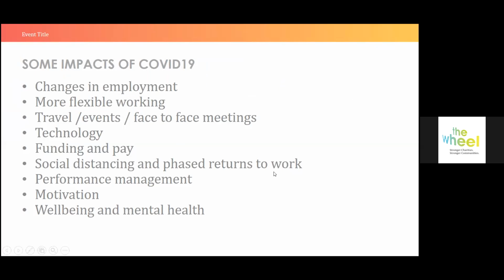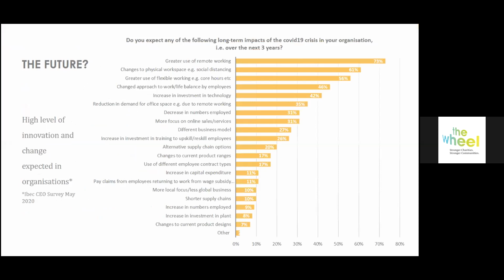More flexible working, obviously, reductions in travel, events, face-to-face meetings, increased use of technology, difficulties around funding and pay, returning to work currently and implementing social distancing measures and making sure that people can safely return, dealing with performance management, dealing with motivation, and then dealing with well-being and mental health. So again, Lauren, if we could move on to the next one.